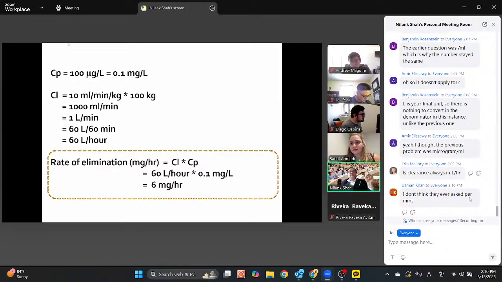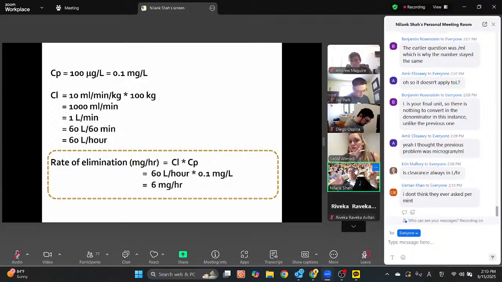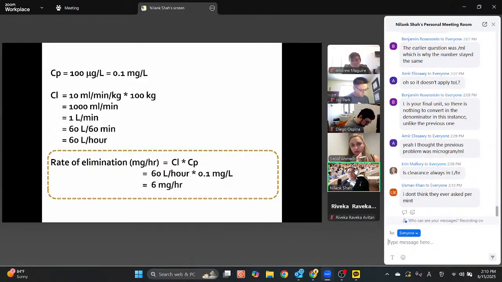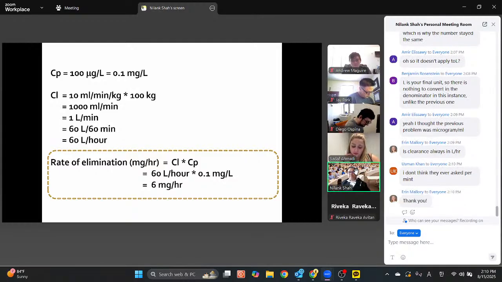Now, I saw the chat. So Erin, no, it doesn't have to be in liter per hour. It could be in milliliter per minute as well. As I said, rate could be per minute, per second, per hour. And we discussed why we converted minute to hour here, Erin, because the answer choice is in hour, right? Milligram per hour. That's why we converted. Okay, yes, good. Thank you for confirming that with me.